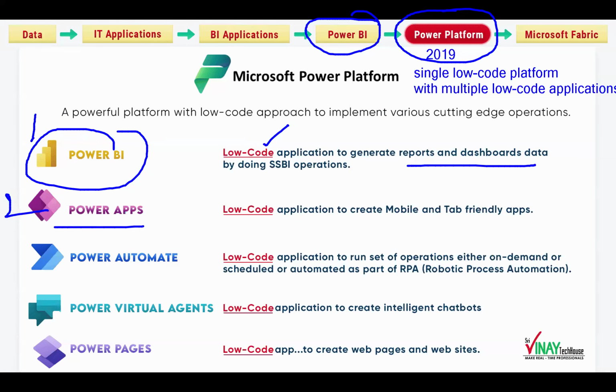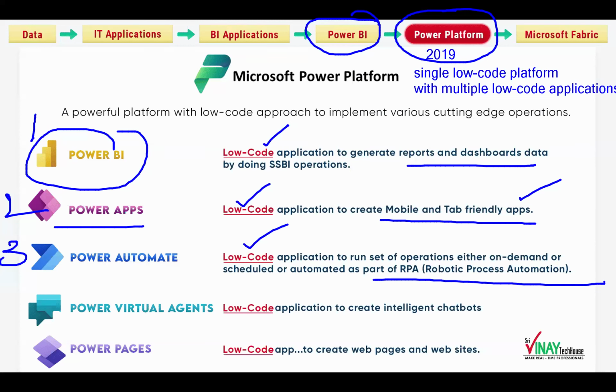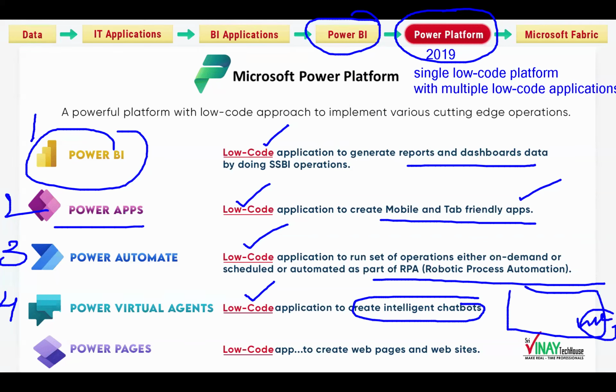Second one, Power Apps, a low-code application to create mobile and tab friendly apps. Third one, Power Automate, a low-code application for RPA, robotic process automation. Fourth one, Virtual Agent, a low-code application for chatbot creation. When you open a mobile-level website or app, or a desktop-level website, you will see in the right-hand corner, mostly, 'How may I assist you?'